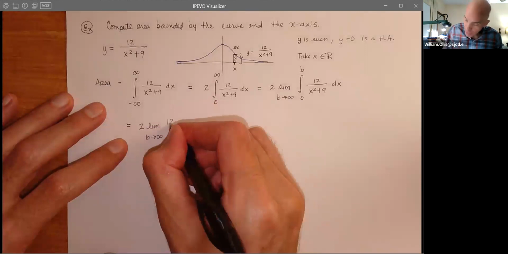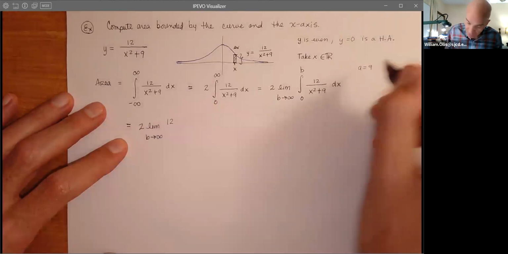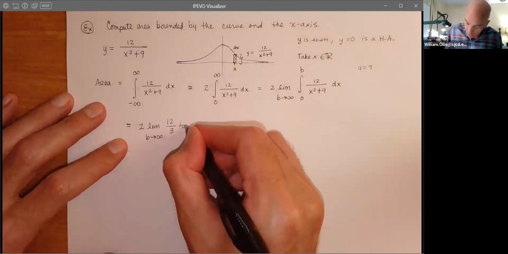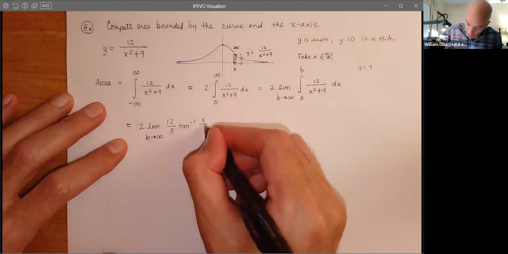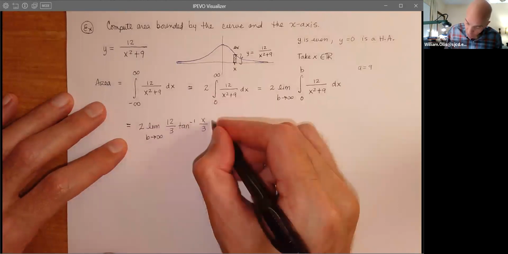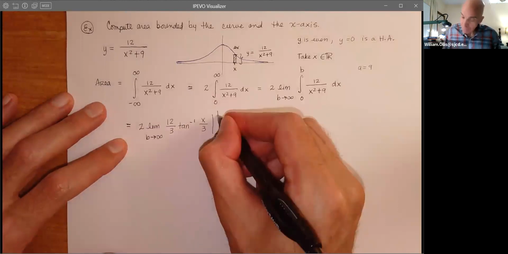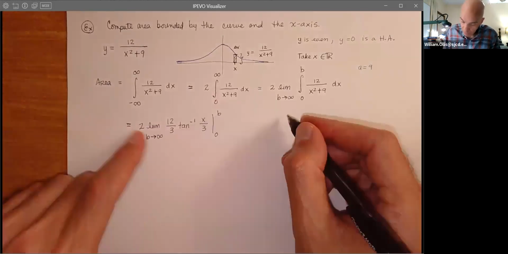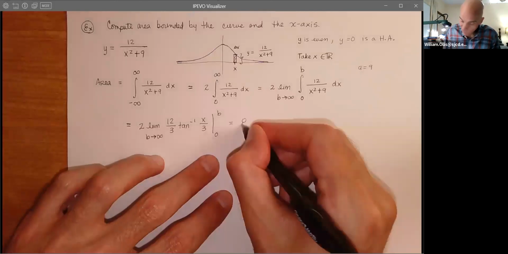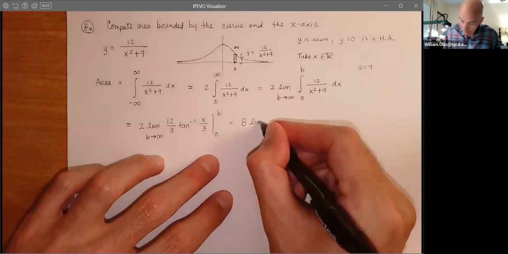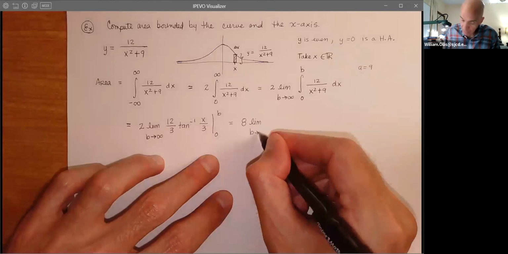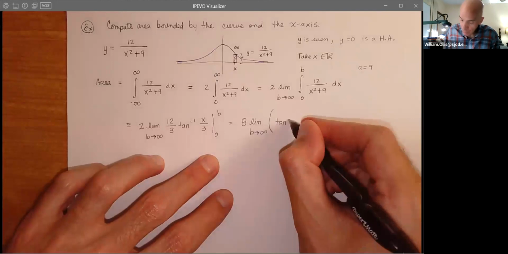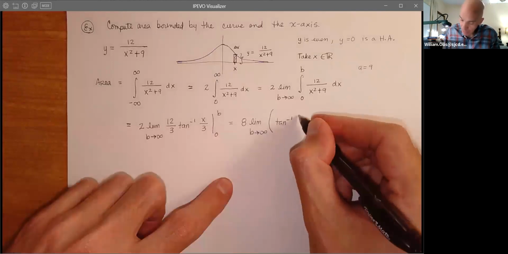Okay, a squared in this case is what? 9. So we get 12 over 3 inverse tangent of x over 3 evaluated between 0 and b. So now we get a 4 here. So that'll be a 4 times a 2. So this is 8 times the limit as b approaches infinity of inverse tangent, replace x with b over 3.